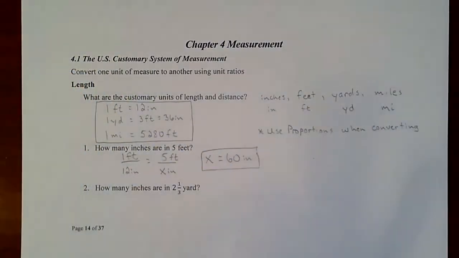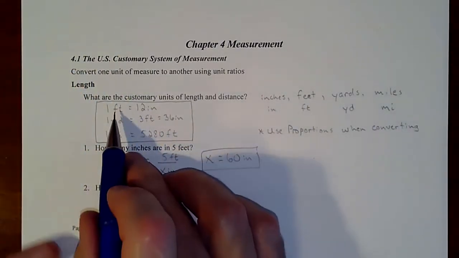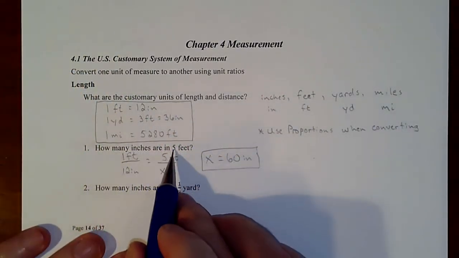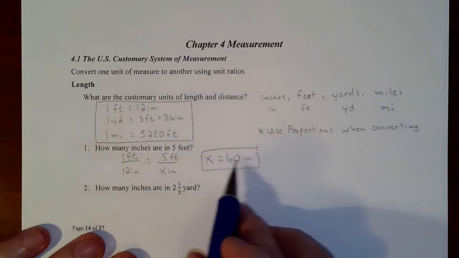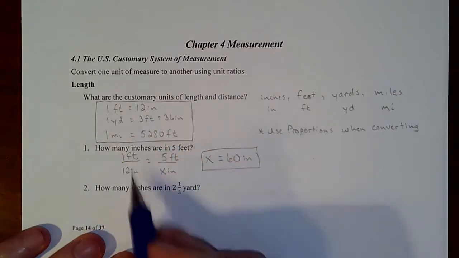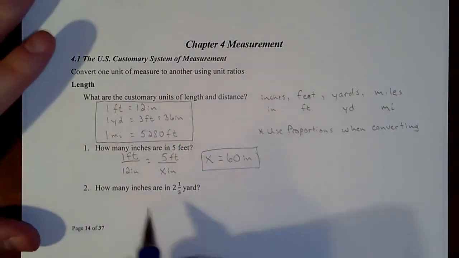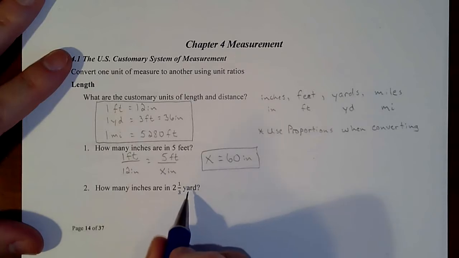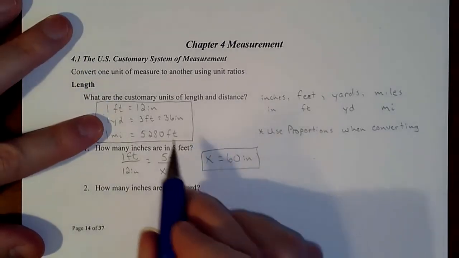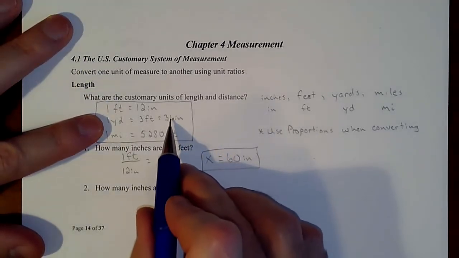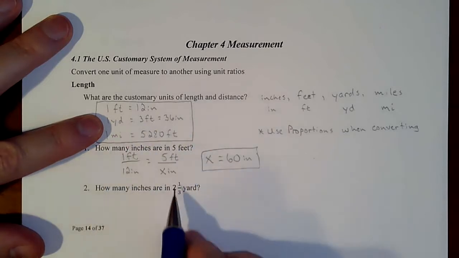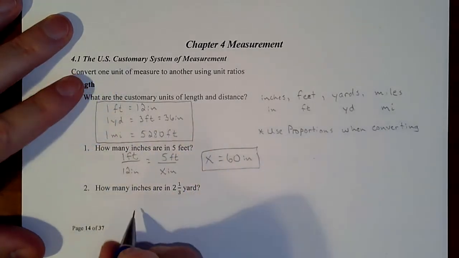And again, some people are definitely comfortable with if 1 foot is 12 inches, then for 5 feet you multiply by 12 to get 60 inches. So this is more of a just in case. How many inches are in 2 1/3 yards? Well, you could take 36 inches for 1 yard and multiply it by 2 1/3, or you can just set up your scale.